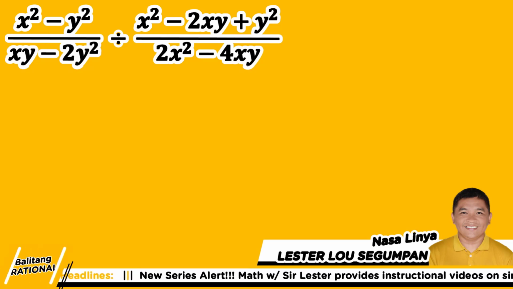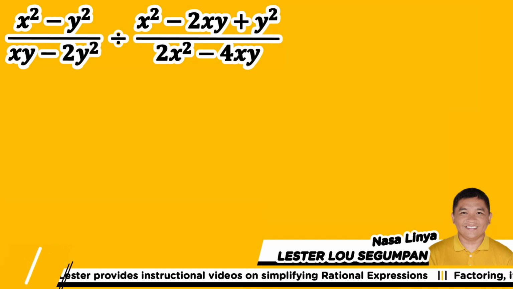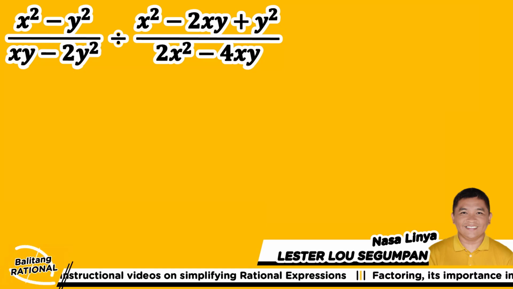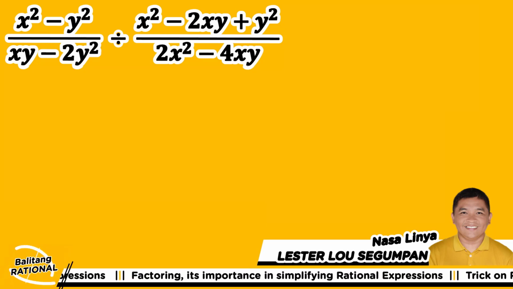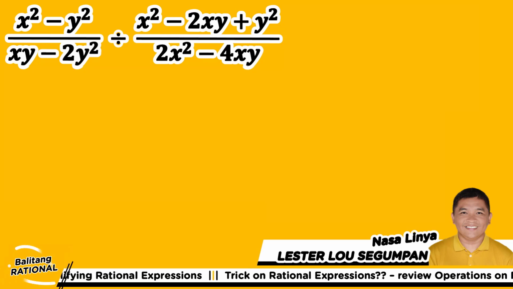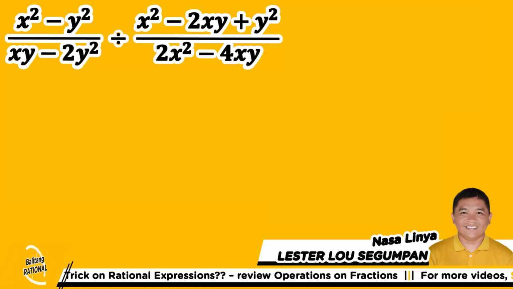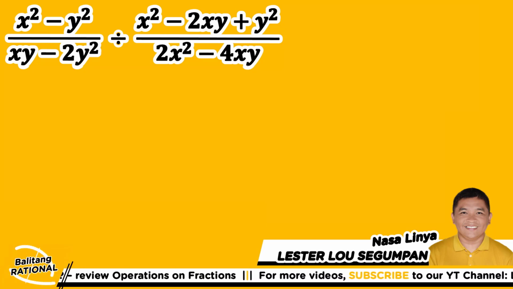Sa tagpong ito, we are going to simplify the result of this given rational expressions. Meron tayong dalawang rational expression, and the operation separating them is a division. So we have here x squared minus y squared all over xy minus 2y squared for our first rational expression. And if it's under division as given, this is what we call as a dividend. And for our divisor, we have x squared minus 2xy plus y squared all over 2x squared minus 4xy.